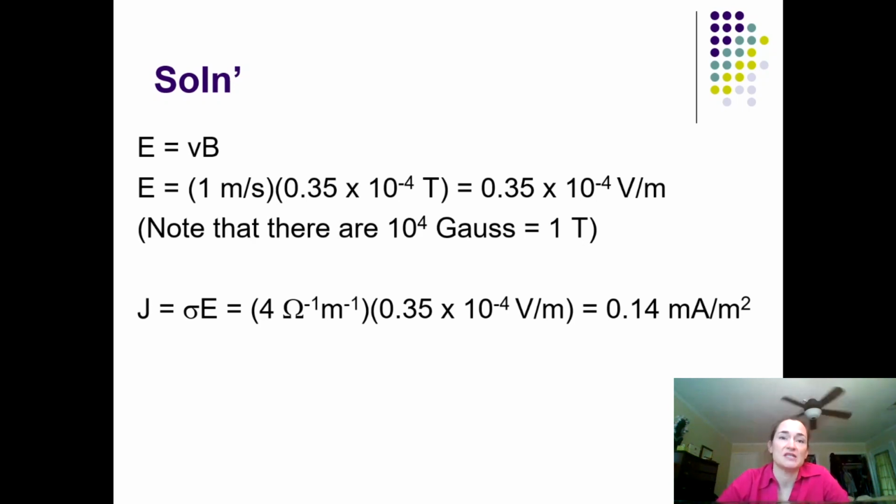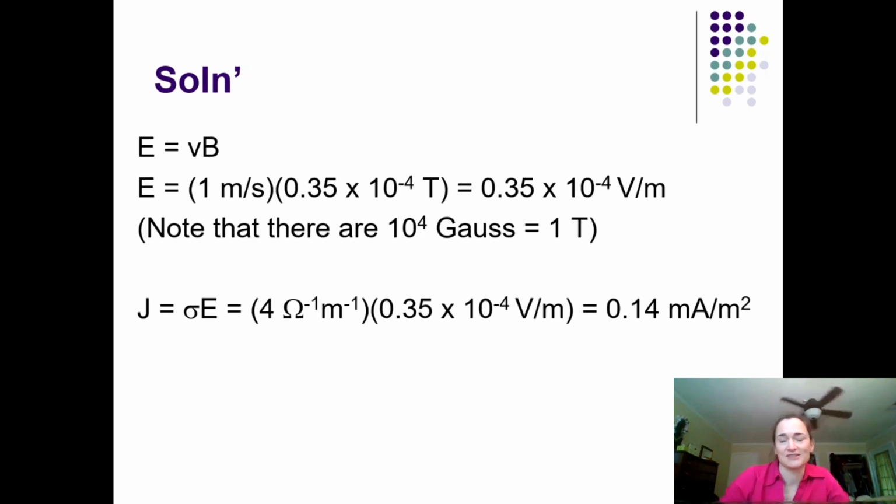Your current density, J, is equal to the conductivity, sigma, times E, your electric field. So if we multiply the conductivity of the seawater, sigma, times our electric field, we should be able to find the current density, J. So here we have 4 inverse ohm meters times 0.35 times 10 to the minus 4 volts per meter, and that gives us our current density, which is 0.14 milliamps per meter squared.